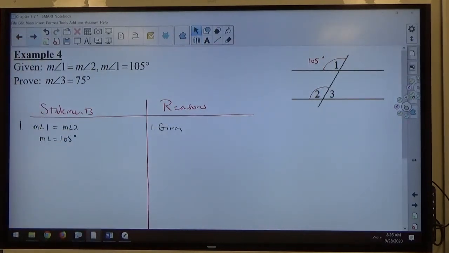If nothing else, if you write that much on your paper when it's come time to take a quiz or a test, you're going to get some points for writing down the given information. All right, so part of the answer is sitting right there in front of you. You just got to write it down.